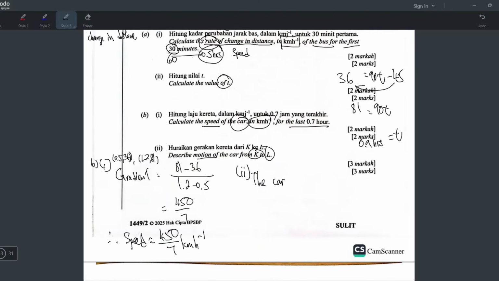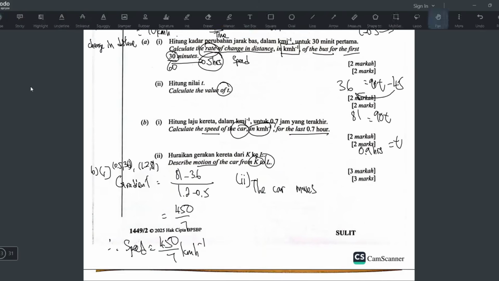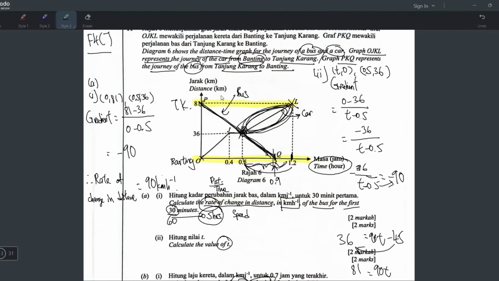Yeah, so you can say moving, but you can also write travel. So I'll just write move. So the car moves. Okay, you can mention the distance and the time because this is a distance-time graph. So you can mention how far is the distance and how long is the time taken, right?